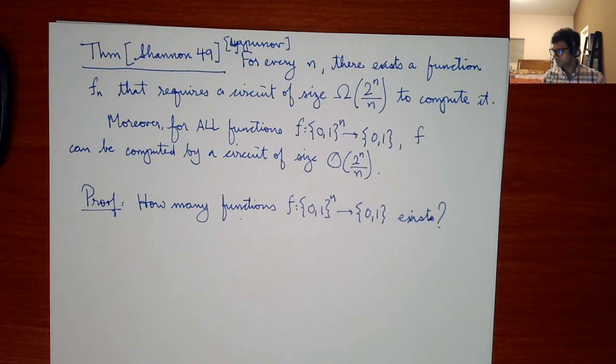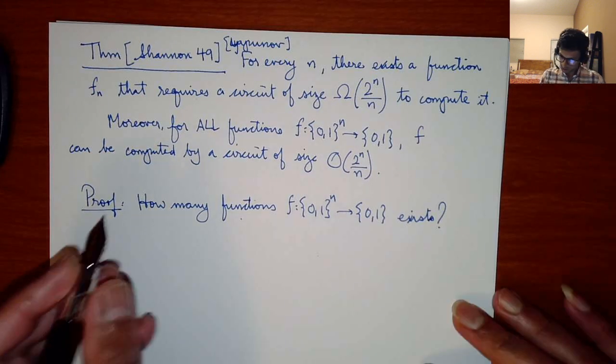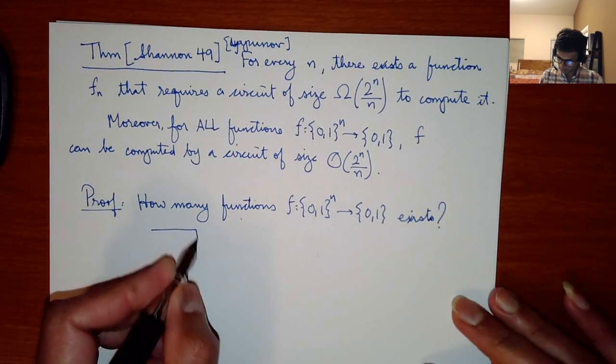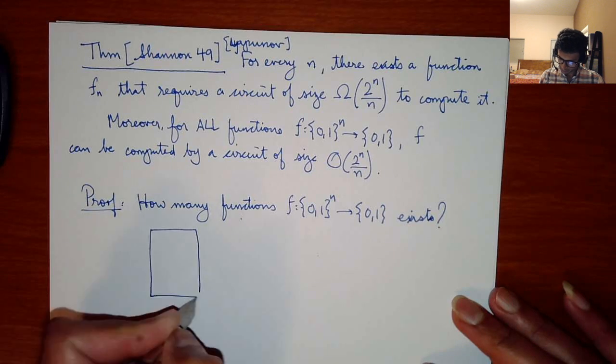Right, that's a question. How many functions exist? Okay, let's see. What is your function? Your function is the truth table. Write it out as a truth table. Okay?